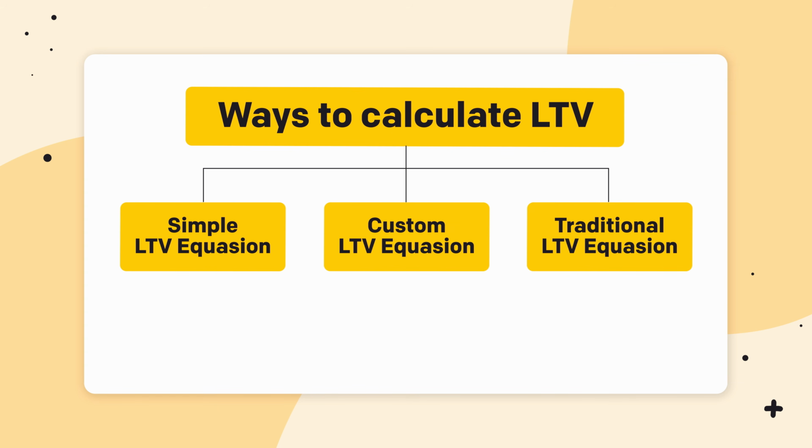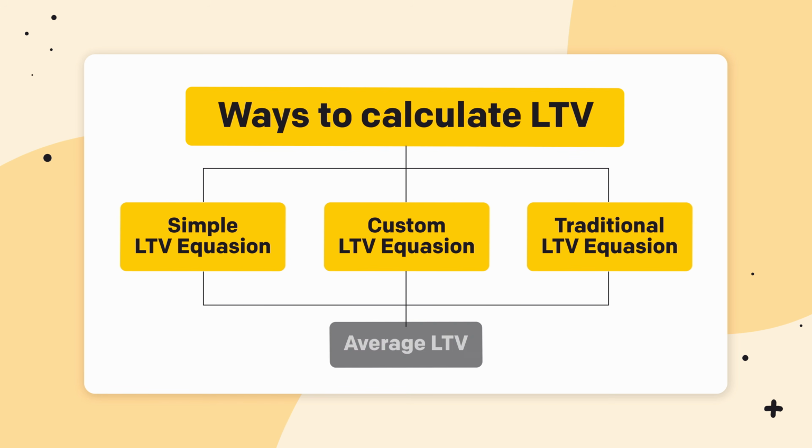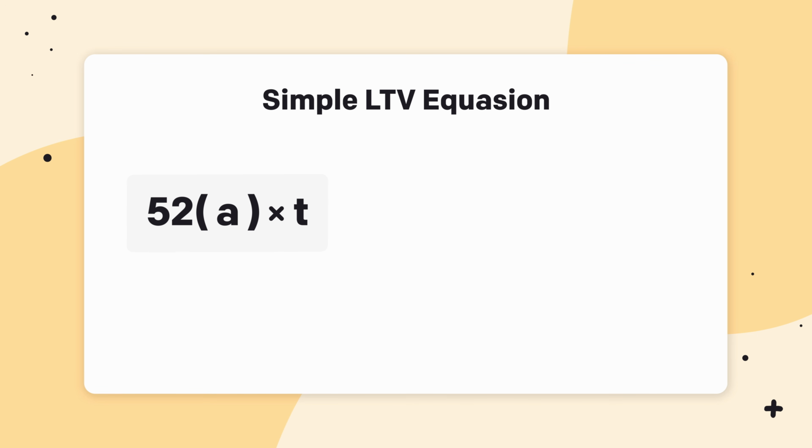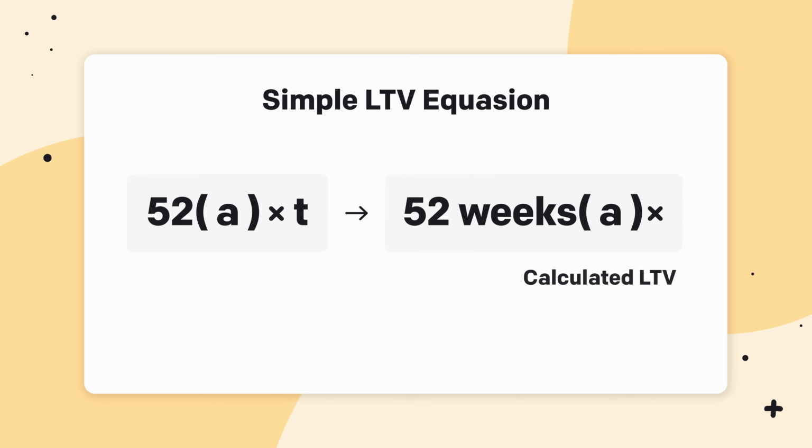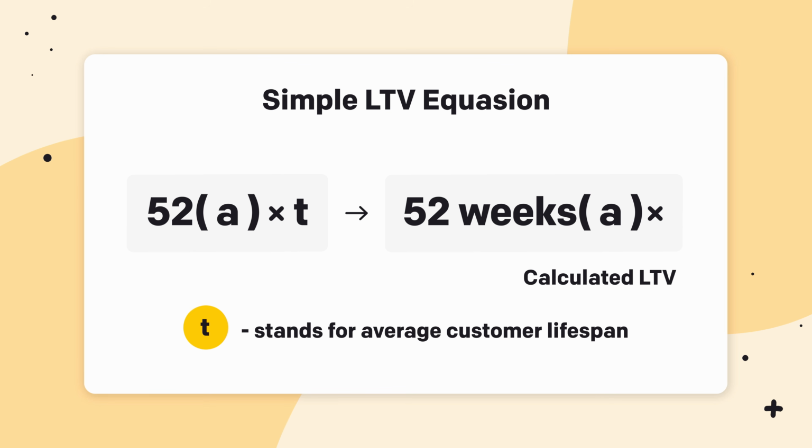Let's take a look at this. So there are 3 types of LTV equations: simple, custom, and traditional. And after calculating each one, you find the average LTV from the 3 different results. For a simple LTV equation, it's 52 multiplied by A and then multiplied by T. Remember A? And 52 is there because there are 52 weeks in a year. As for T, it stands for average customer lifespan.